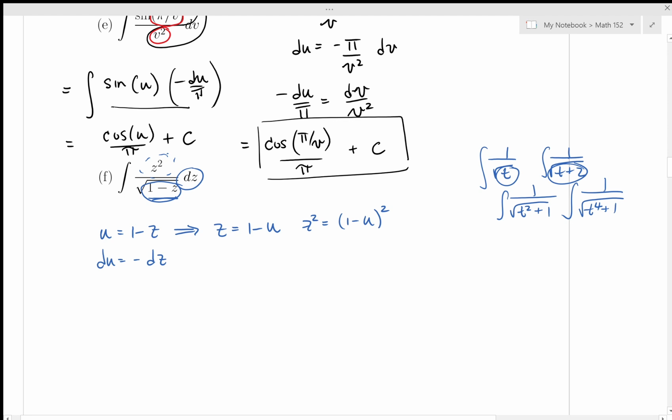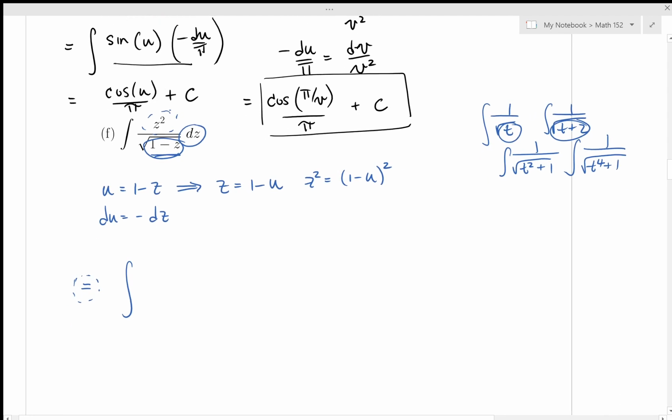Okay, now I can make a complete substitution. You must do a complete substitution. If you don't make a complete substitution, this will go away and it won't be equal, and then the whole thing is lost. So the substitution must be complete. So okay, that's fine. Z squared is 1 minus u squared, divided by the square root of 1 minus z, which is u, and then dz, which is minus du.